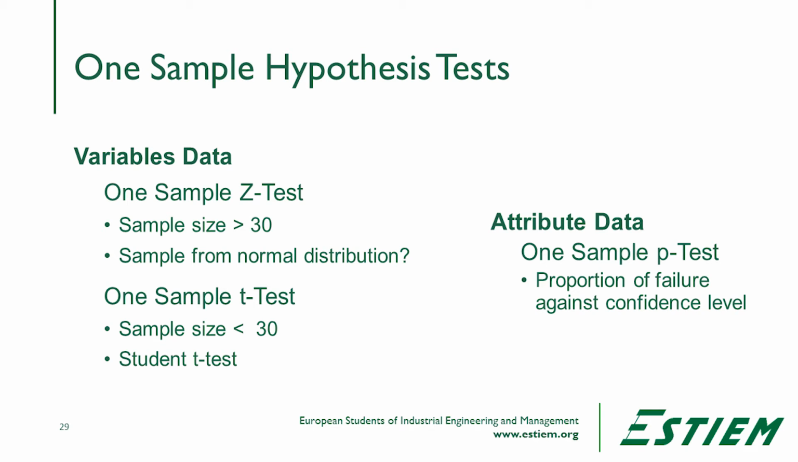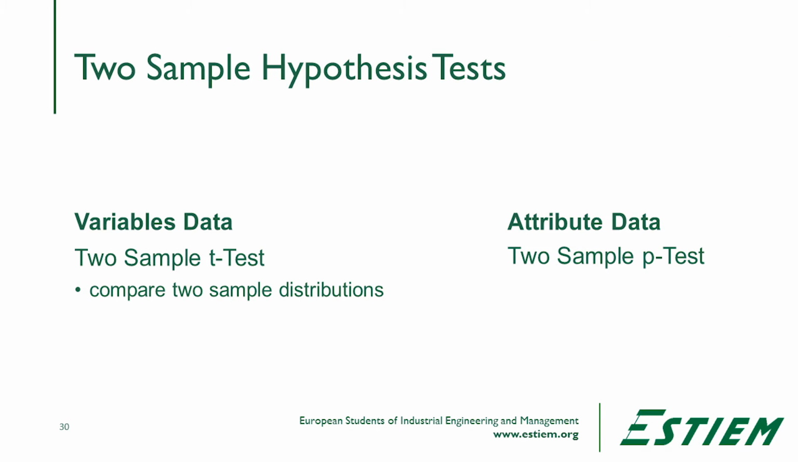With attribute data, I can test a one-sample p-test. And here I'm testing the proportion of failure against some sort of confidence level that I would have for success or failure designed into the process. In many old-time statistical methods, they used what was called AQL, or average quality level. And they said it was a 2.5. That says 2.5% of the products are allowed to fail. So you would test, is my sample above or below 2.5 based on the sample size, using this attribute data one sample p-test. For variables data or two sample tests, I can have a two sample t-test.